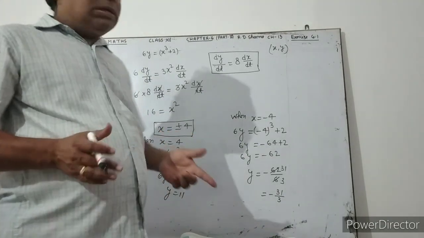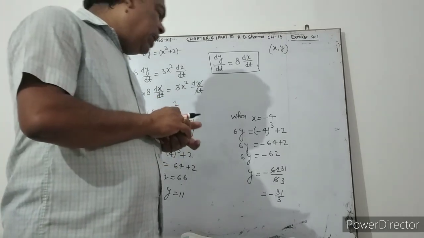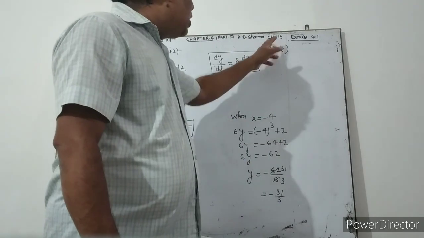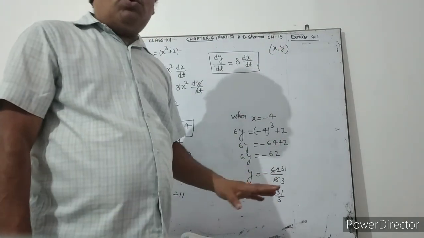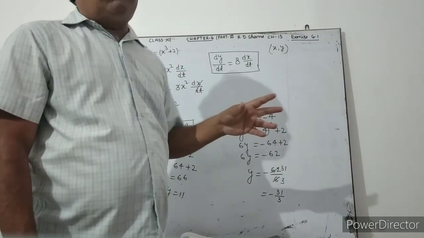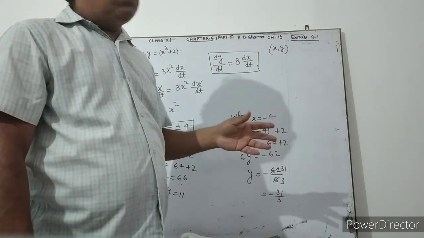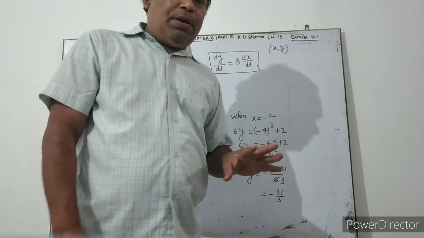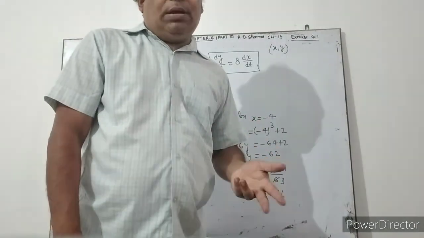Now you complete the homework. Complete exercise 6.1, and in R.D. Sharma, first you solve the chapter 13 board questions. First you solve those, then solve the remaining questions. Okay, next, complete the copy and submit the copy when school is open. Understand?